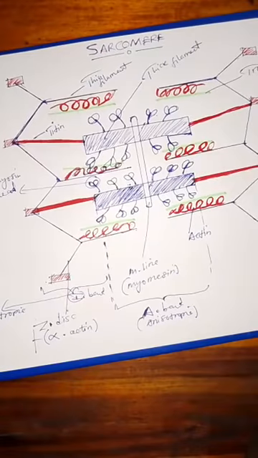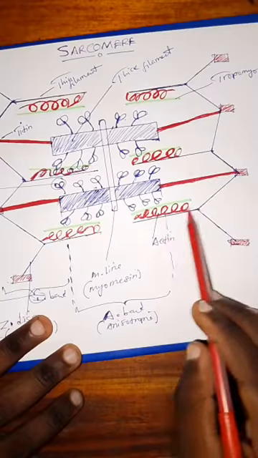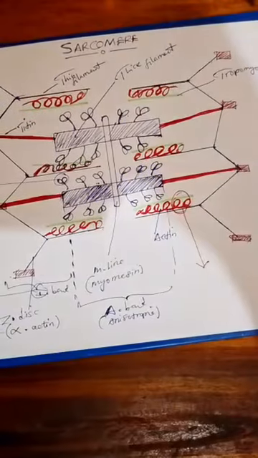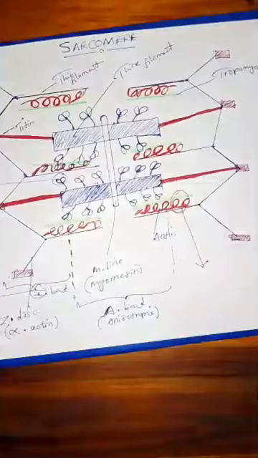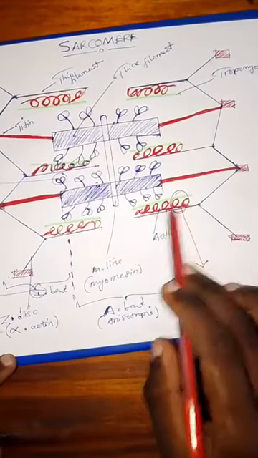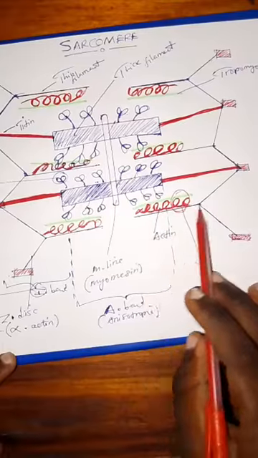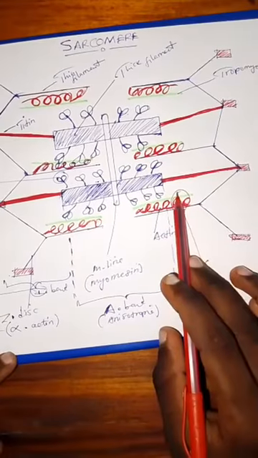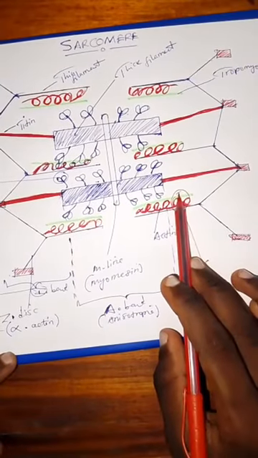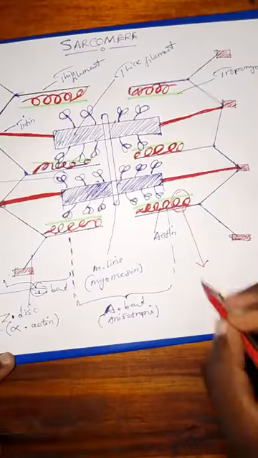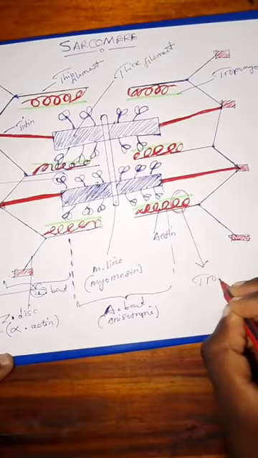So on the same, let me zoom this one. Where there is tropomyosin and also the helix of actin and the thin filament, when you zoom here, there is a certain protein which is called the troponin.